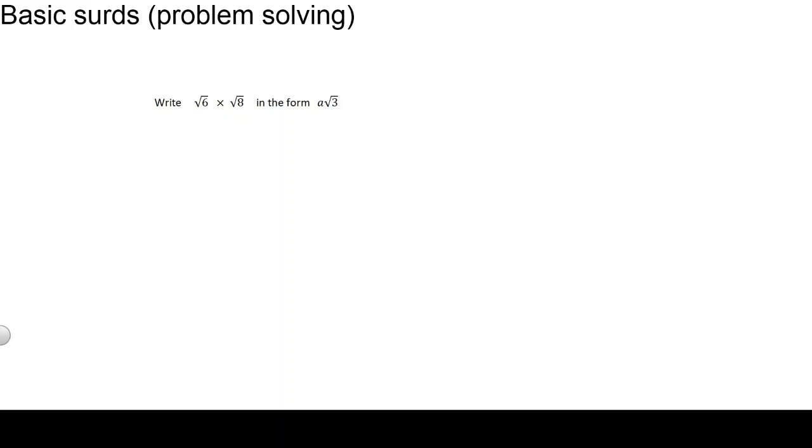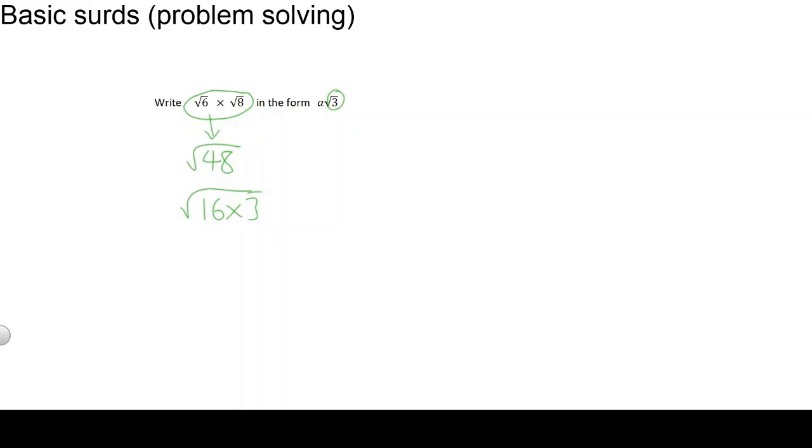Write root 6 times root 8 in the form a root 3. The clue is the root 3. But first of all, I'm just going to write this as root 6 times 8 is 48. Now what two numbers multiply together to give you 48? But the first number that comes in your head has to be the biggest square number that works. That's going to be 16. 16 times 3 gives you 48.